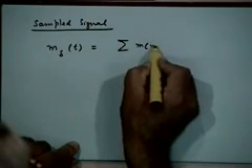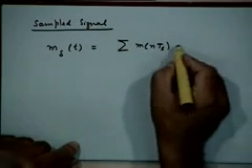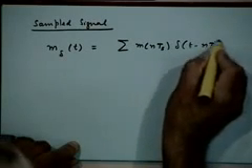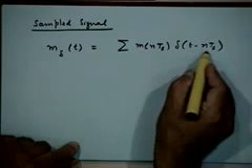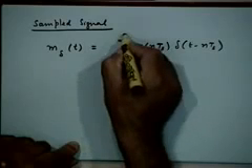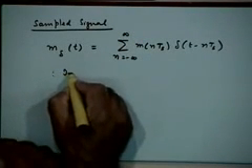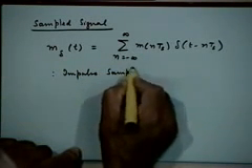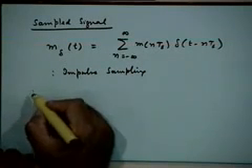These are the sample values m(nTs) times delta(t minus nTs), right. So, the nth sample is associated with an impulse function located at time t equal to nTs, n going from minus infinity to plus infinity. So, this is called impulse sampling. Of course, it is not very practical.